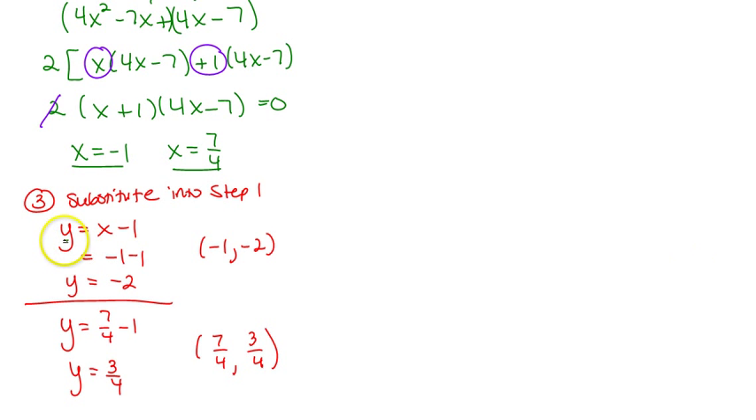In step 1, I solved for y, saying that y was equal to x minus 1. Well, I plug a -1 in. -1 minus 1 is -2. Since I plugged in a -1 for x, I get -1, -2.